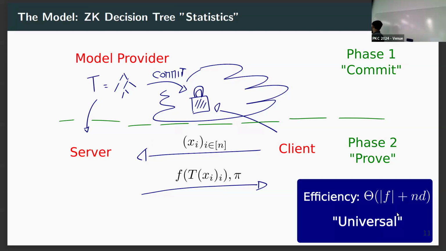The thing I'd like you to remember about this part is that the efficiency of our scheme is Theta of the size of f in terms of a circuit, plus the number of inputs sent by the client times d, where d is the depth of the decision tree, while previous work had a cost linear in the total number of nodes of the decision tree. And these two values can differ a lot. The second feature of our scheme is that it's universal, meaning that the function f can be whatever function you want, and you do not have to run a new setup whenever you want to compute a new function.